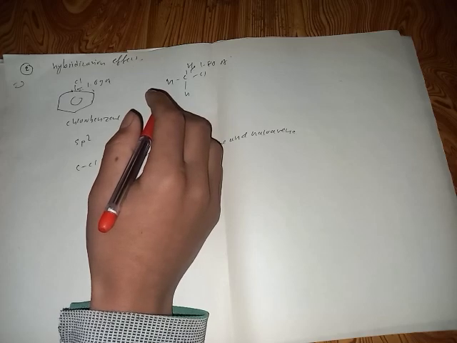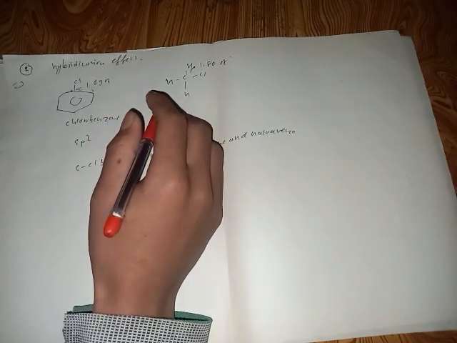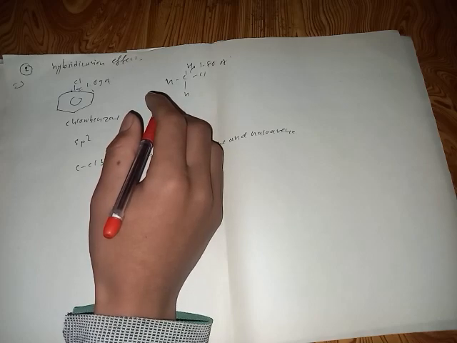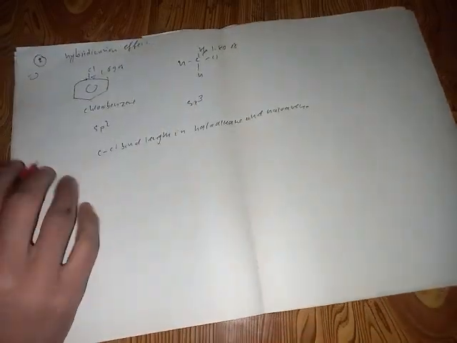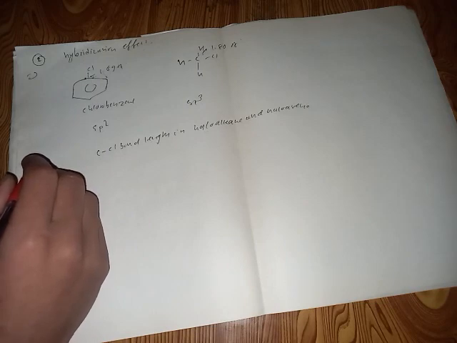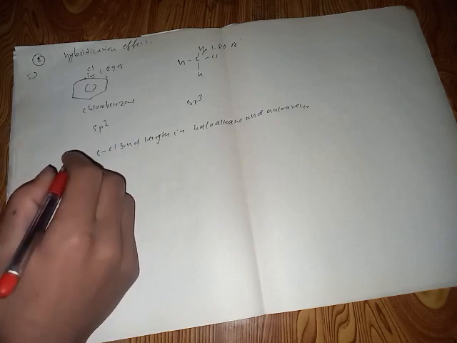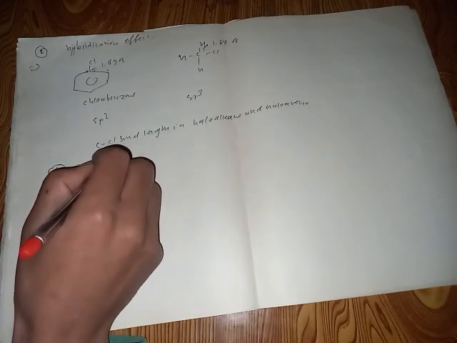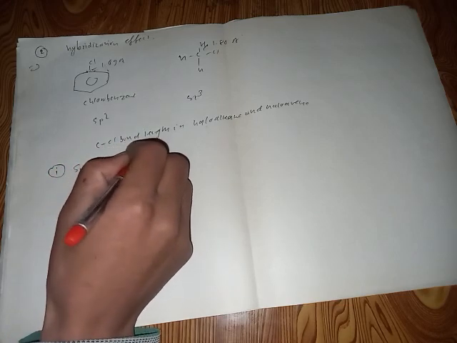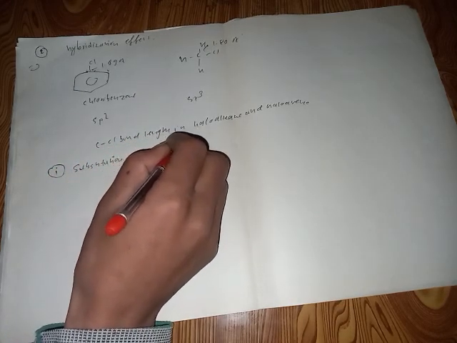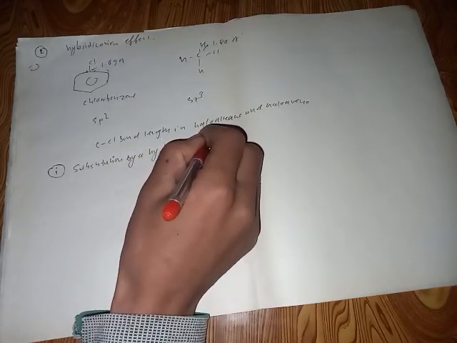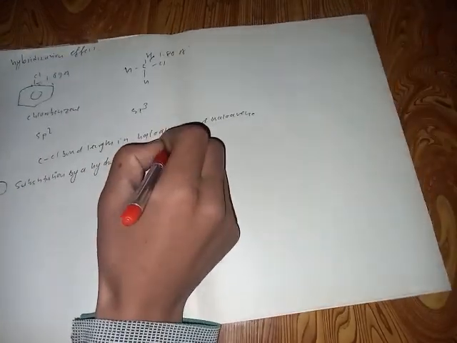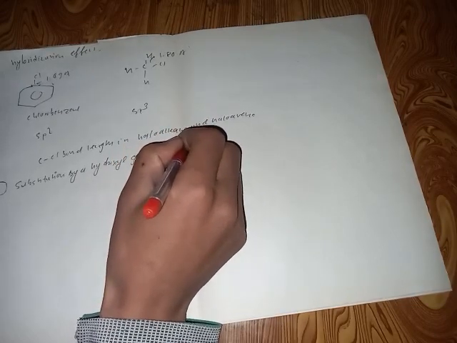Point number 1 is substitution by the hydroxyl group. Another name for this is formation of phenol, and it is most important. Let's discuss substitution by a hydroxyl group. Another name for this reaction is formation of phenol.